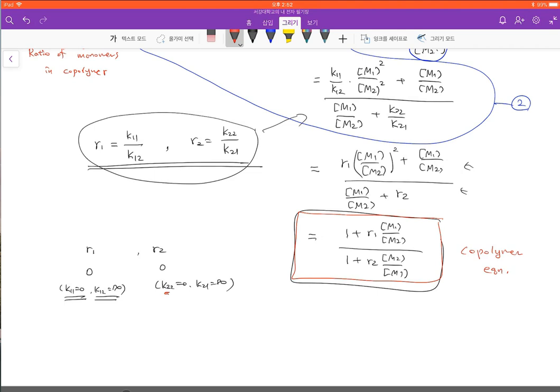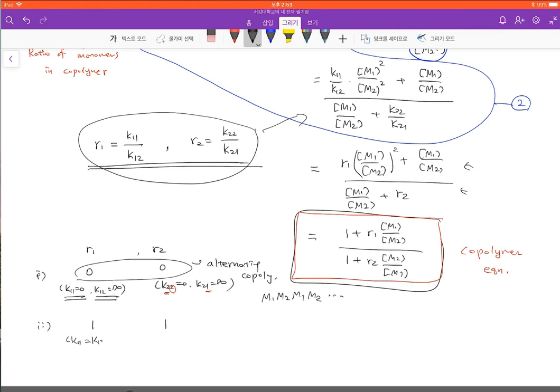And if R2 is also 0, so K22 is 0 or K21 is infinity, which means that the M2 radical does not react with the M2 monomer. It only reacts with M1, which means that the resulting copolymer will have this kind of structure: M1, M2, M1, M2, something like that. So this condition basically gives us an alternating copolymer.